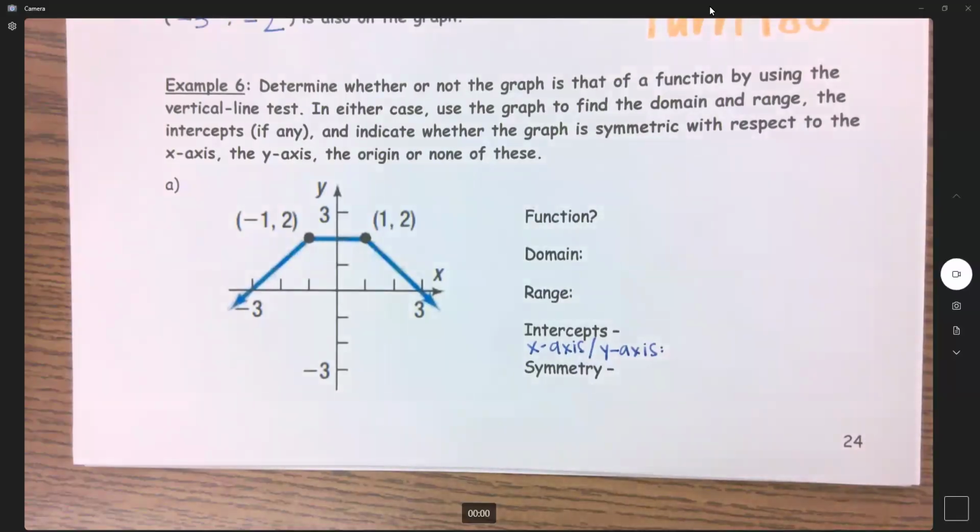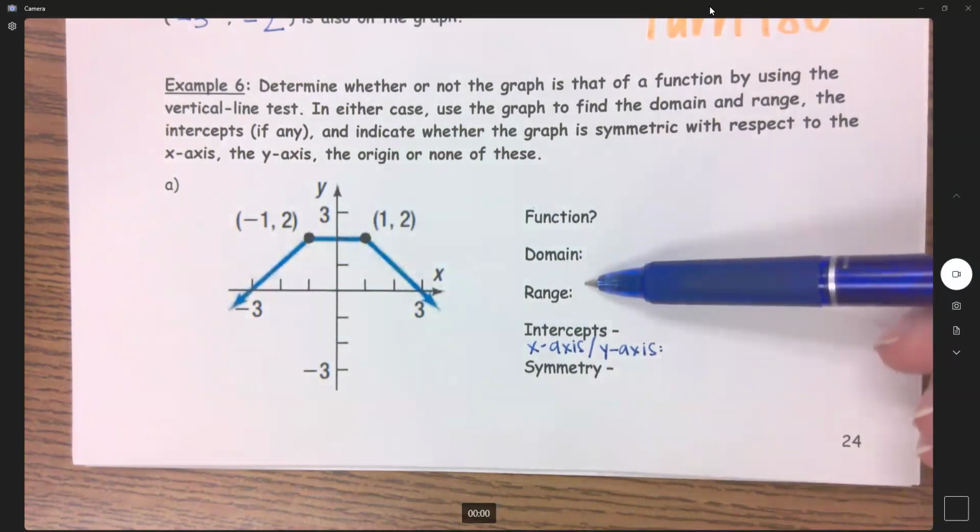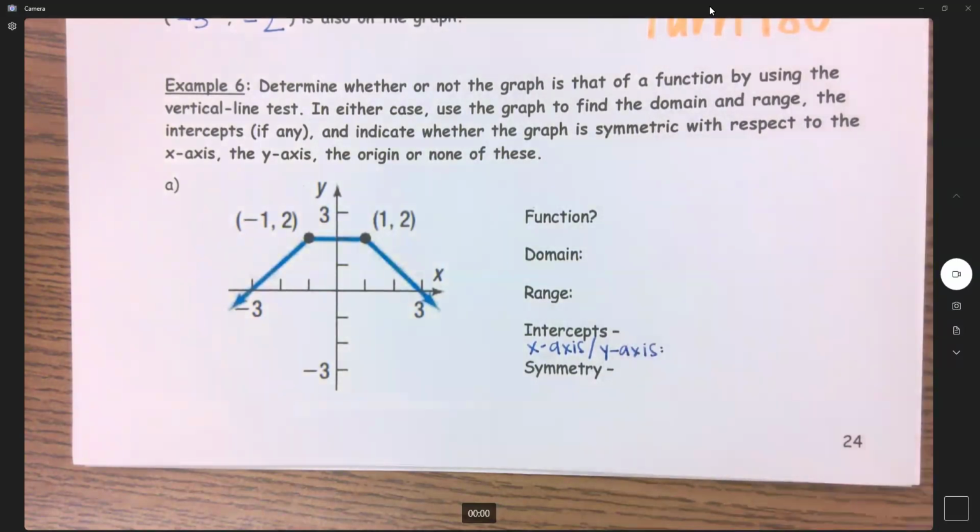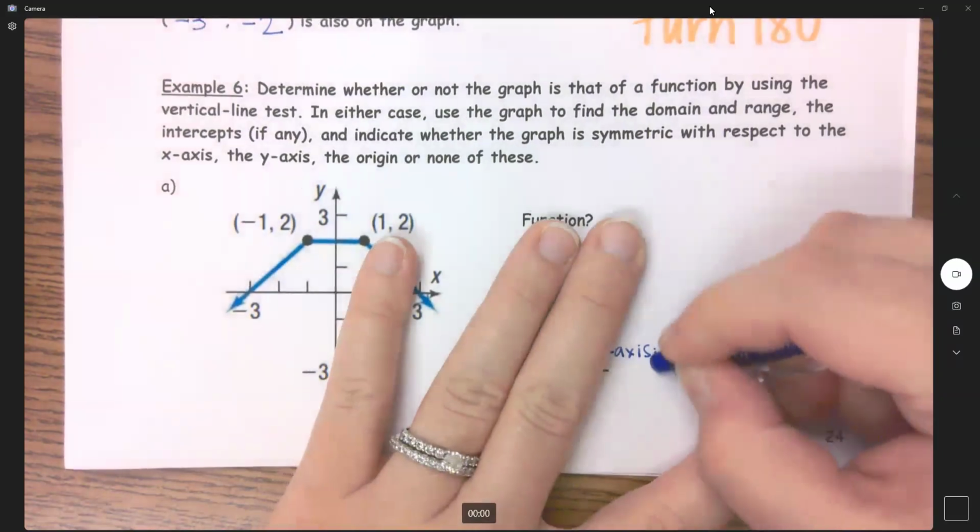Our last example, we're going to have a part A through E. So we're going to be doing all of this 5 times. Let's put everything together: your function, domain, range, symmetry, and even a bonus intercept question.